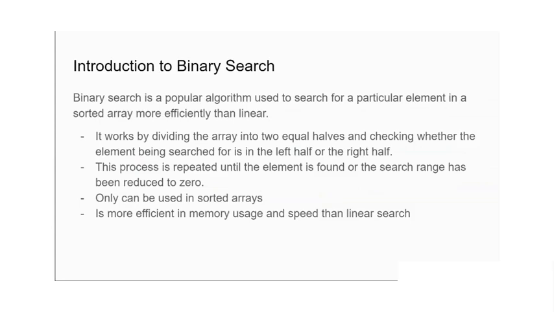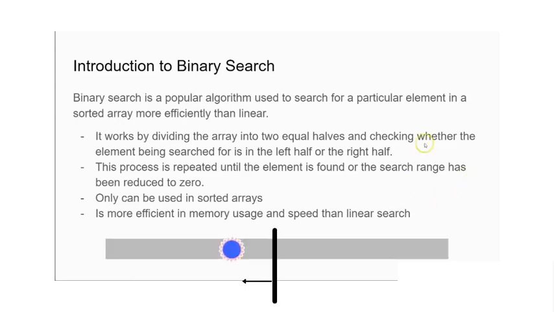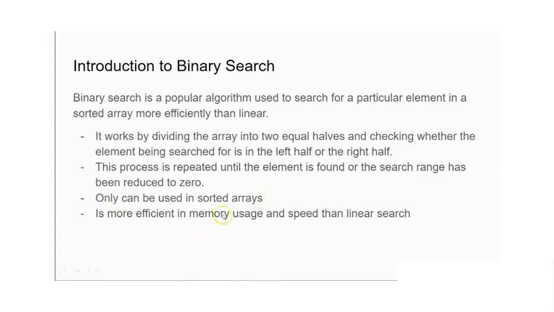Binary search is a popular algorithm used to search for a particular element in a sorted array more efficiently than linear. This is more efficient in memory and in time, mostly. It works by dividing the array into two equal halves and checking whether the element being searched for is in the left half or the right half. This process is repeated until either the element is found or the search range has been reduced to 0. So you're dividing in the same spot again and again. This can only be used in sorted arrays and is more efficient in memory usage and speed than linear search.